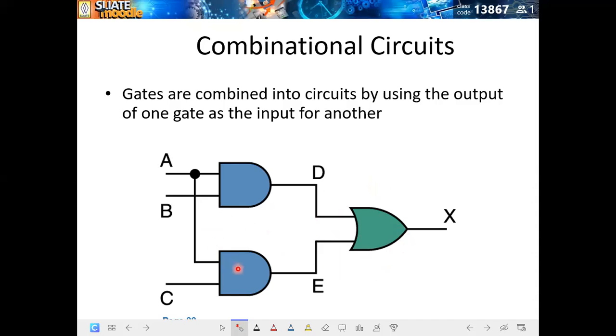Right? For the input here, you can see A, B are the inputs for this AND gate, and A input is used for this AND gate also, right?